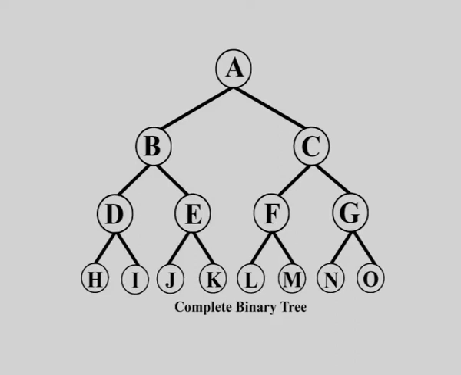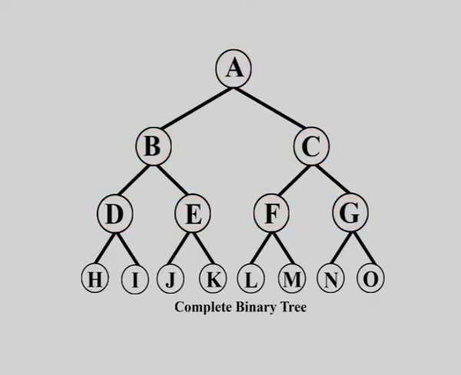Number of leaf nodes in a complete binary tree with n nodes is (n plus 1) by 2. Here in this binary tree, the total number of leaf nodes is equal to (15 plus 1) by 2, that is 8 leaf nodes. Number of leaf nodes is equal to number of non-leaf nodes plus 1. Here the leaf nodes are 8 and non-leaf nodes are 7.